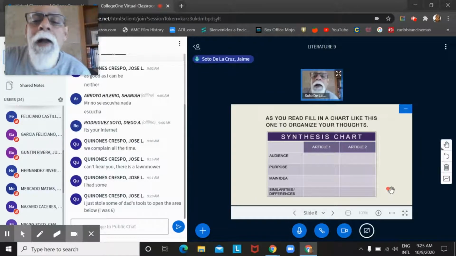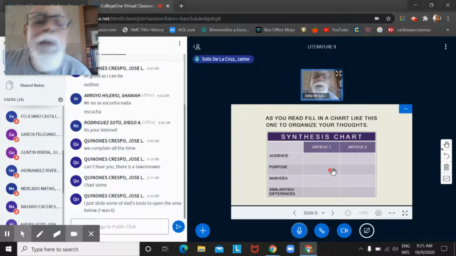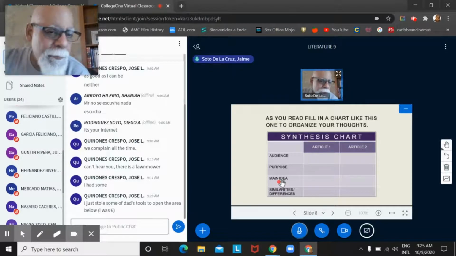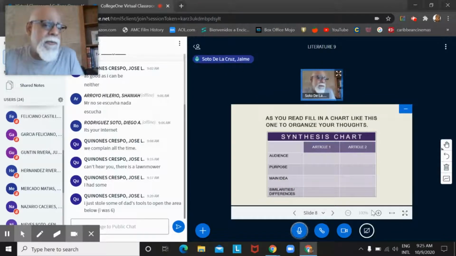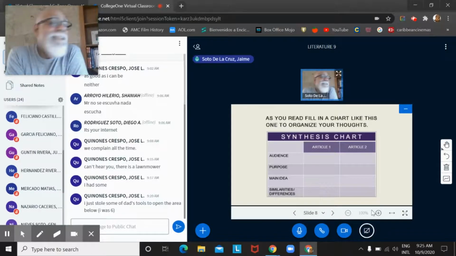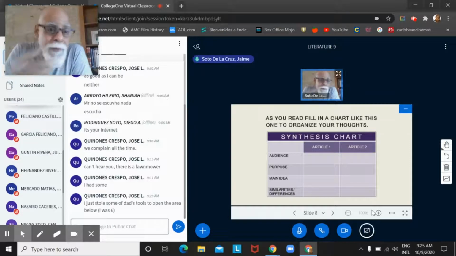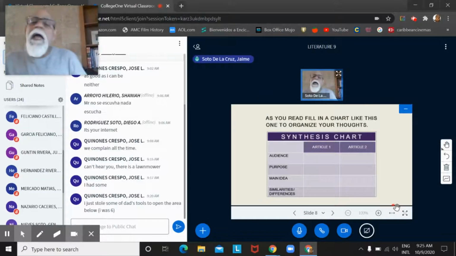Article 1 and Article 2, you're going to determine who the audience is, who it is written for, the purpose, why was it written? Was it written to inform, entertain, or pay homage? What's the main idea? The main idea, the central idea, we discussed that in the last lesson that had to do with informational text, which was the last lesson of collection one, and then similarities and differences. You can name one similarity and one difference.